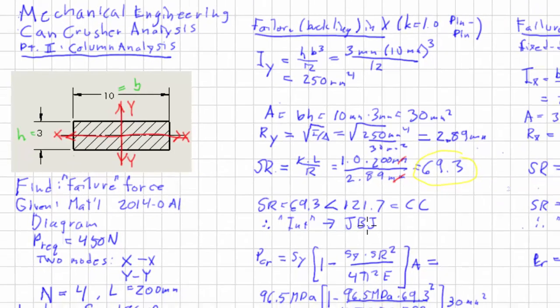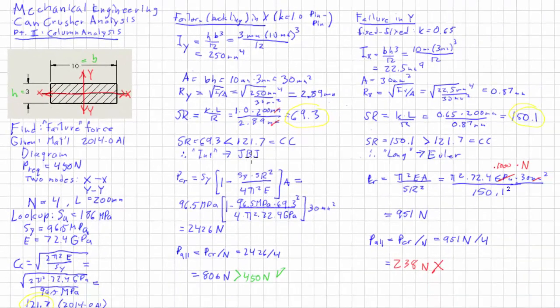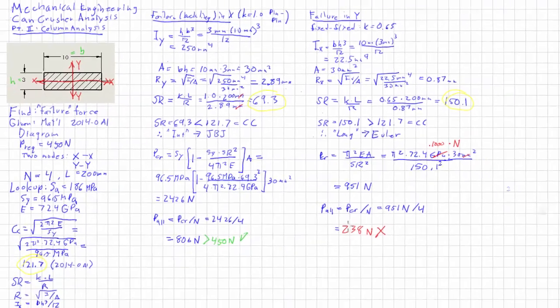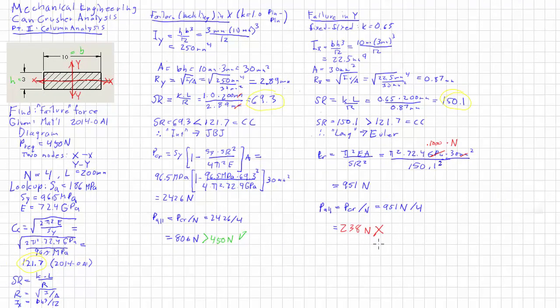And based on that, we used two different models of how it would fail, and we calculated that critical failure force. And for failure in X, we ended up with an OK value of 806 newtons, which was greater than our design value of 450. But in Y, it was too long, and it was expected to fail at much less than the 450 newtons. So we need to redesign this.